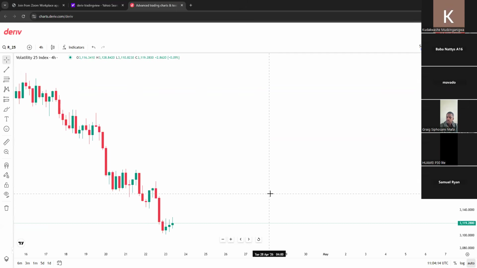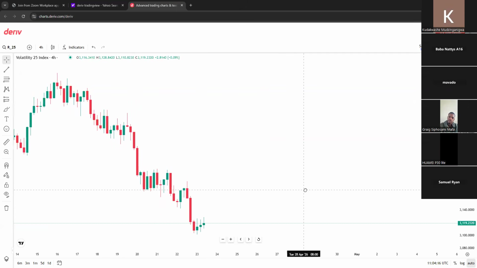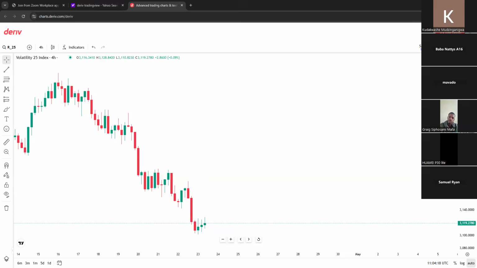All right. For example, we have a trade that we have here, and this is V25, right? So what you see on V25 is generally we are on our 4 hour time frame, and we see that we are in a downtrend. We have a low, we have a high, we have a low, we have a high, we have a low, we have a high, we have a low. Now what we want to make is a high.